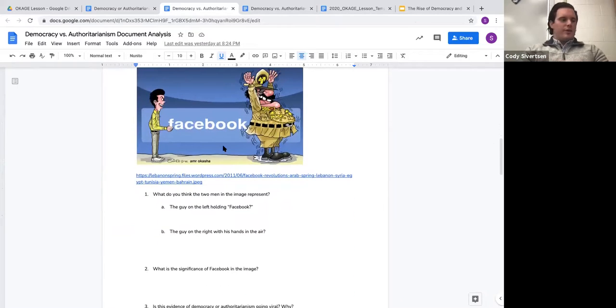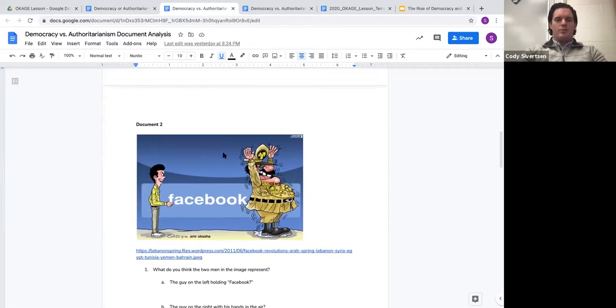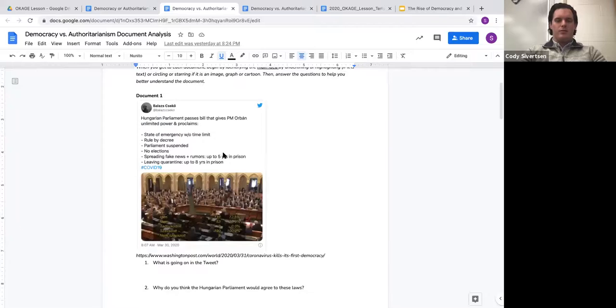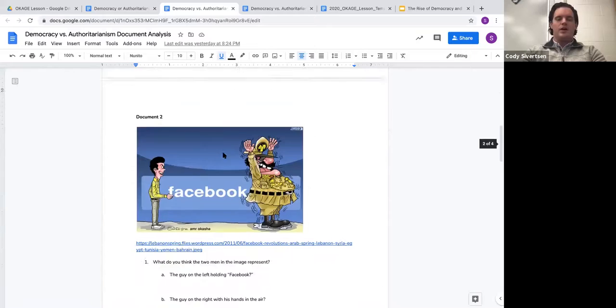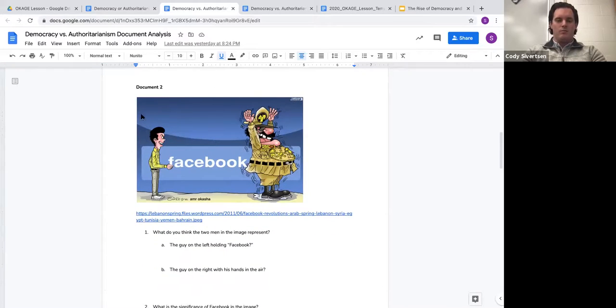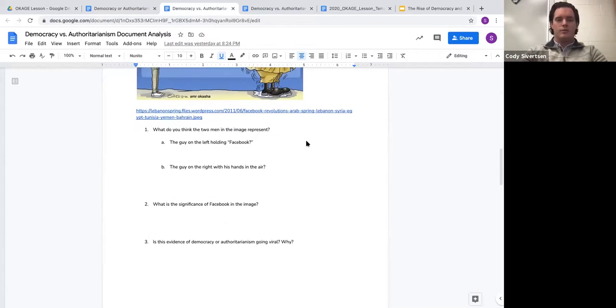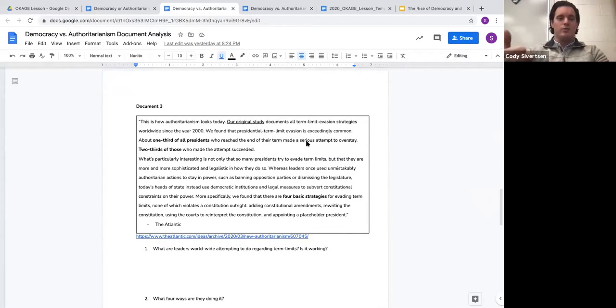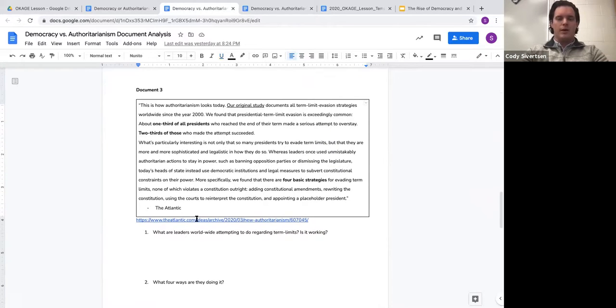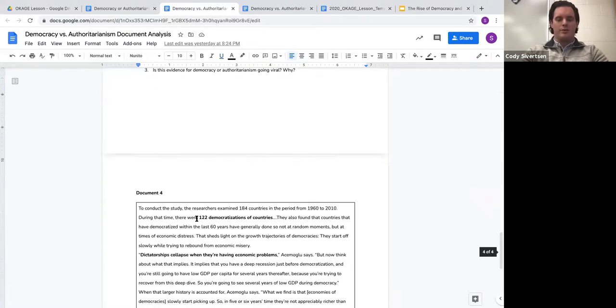And what you end up with here is 4 documents. 2 of them, you get the tweet here, that's evidence of authoritarianism. Document 2 is a reference to Arab Spring and the use of social media. So that's evidence of democracy going viral. And then 2 more, which are more challenging, more lengthy quotes and excerpts. The first one is about authoritarianism, and the other one is about democracy.